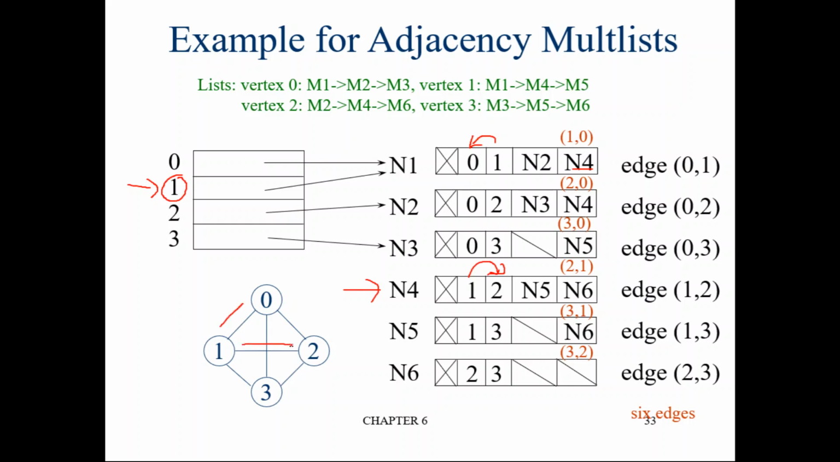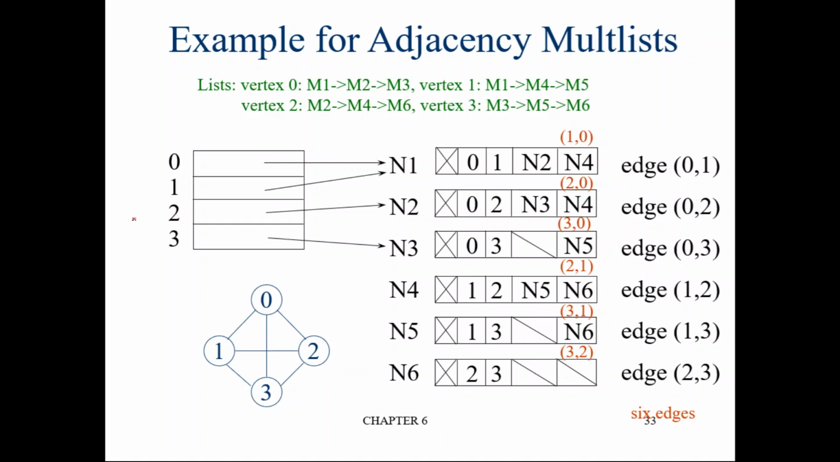Now 1 to 3 is pending. So we have to follow which pointer? n5. n5 is what? 1 to 3. So 1 to 3 is done. But again our source is 1, for 1 to 3, so you have to take this pointer. This is null. So stop. So now all the edges corresponding to vertex 1 are also done.